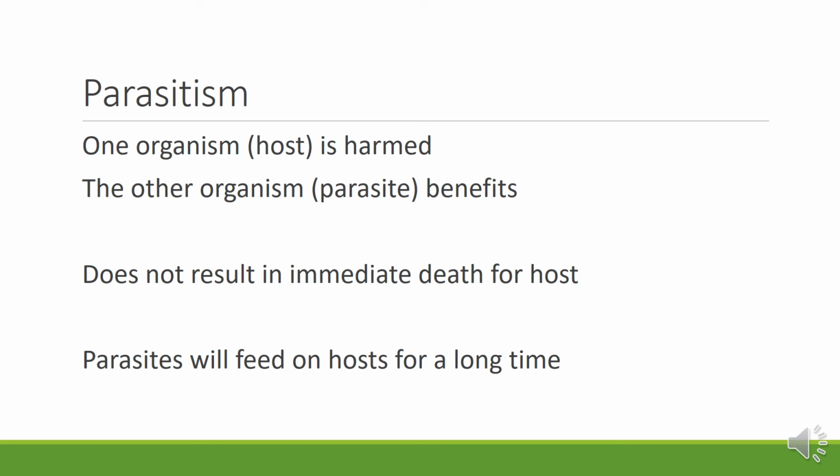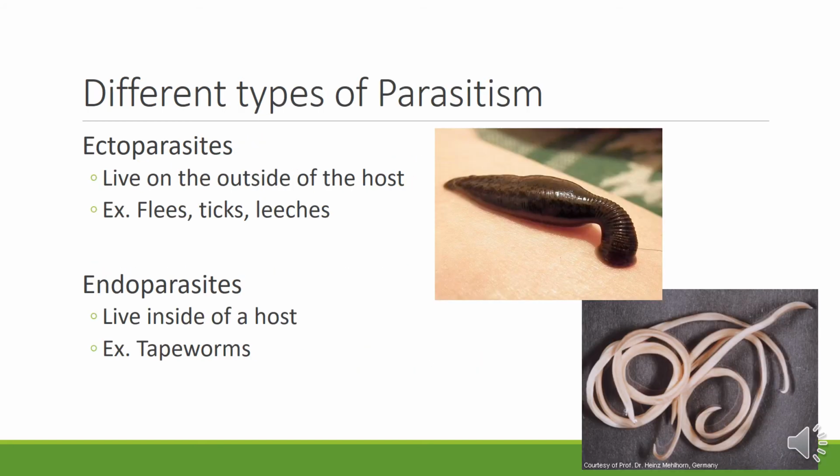It makes a lot more sense for a tick if it can land on you, feed on you, get full of blood, fall off, and then find another host later on, versus killing you, just allowing you to go and get fed on by more ticks. Different types of parasites. You have ectoparasites. These live on the outside of the host. Examples are fleas, ticks, and this leech on the right. And then you have endoparasites that live inside of the host. Over there I have tapeworms as the example, but these are actually some nematodes here over on the right.